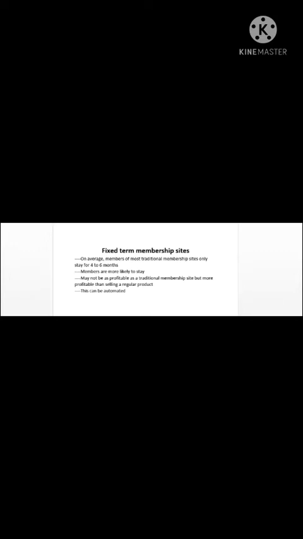A fixed term membership site is different from a traditional membership site in that it does not go on forever. It ends after a certain period of time. For example, you could have a fixed term membership site for about 6 months or even a year. Members get content, let's say, every month, and after a year the content ends, and then they can be considered permanent members.